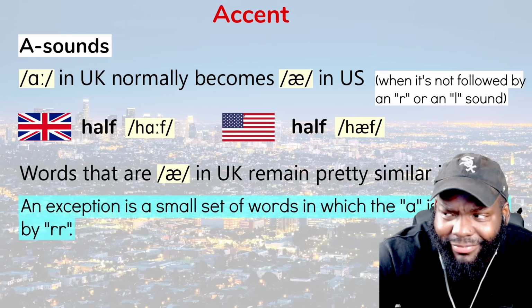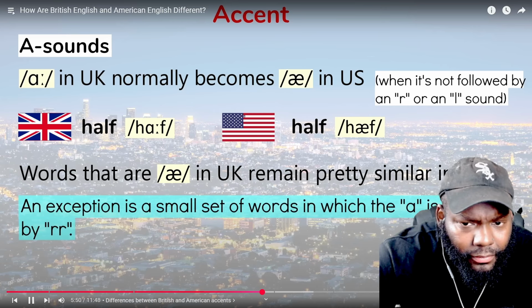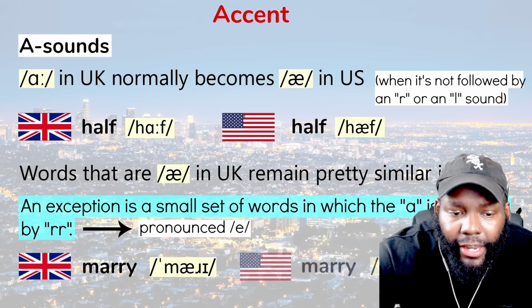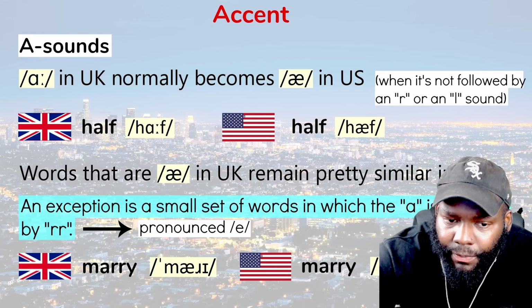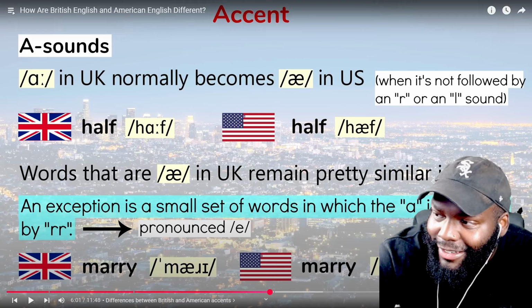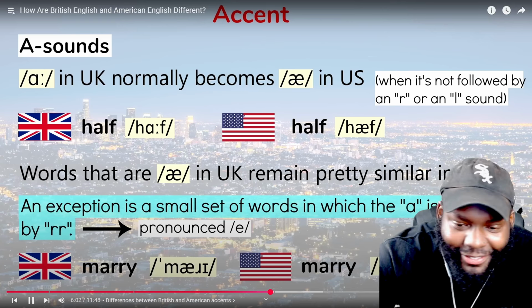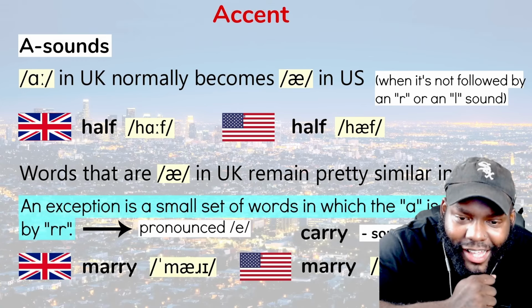An exception is a small set of words in which the A is followed by a double R, in which case the vowel is pronounced as eh in the US. In the UK, marry, Mary, Carrie. In the US, Mary and Mary sound the same. Marry and Mary sound the same. Carrie and Carrie sound the same.